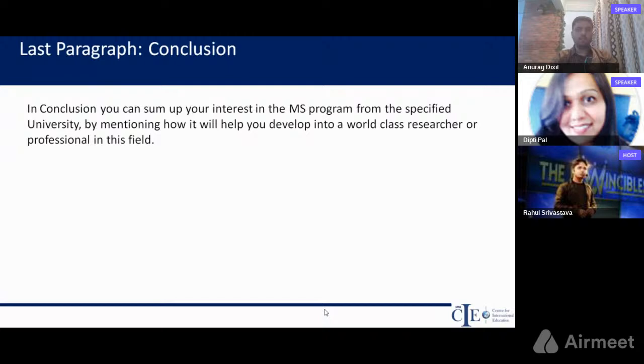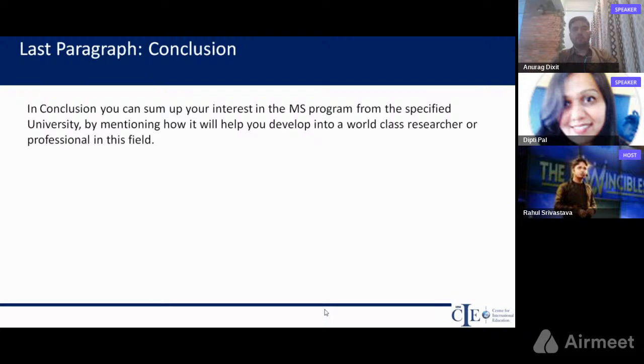Now coming to the last paragraph, the concluding paragraph. In this paragraph you have to sum up the main things why your interest in the MS came about, and from there, why you think this particular university will help you. What are the career goals that you have, and how can those goals be achieved through the MS degree program from this university? So essentially, it's a summary paragraph where you also talk about how the mentoring from this university can help you develop into a world-class researcher, right? Once you have this concluding paragraph, that will bring you to the end of the SOP.